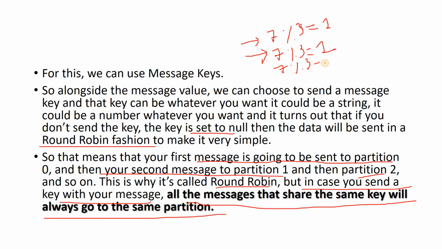in this case also I will be getting 1, in this case also I will be getting 1. So all these messages with the same key, after applying the hashing algorithm, will get the same value. So that way it will always go to partition 1. Okay, just for example I am telling. So in general you can remember it this way: if you are sending the key with your message, then all the messages that share the same key will always go to the same partition.